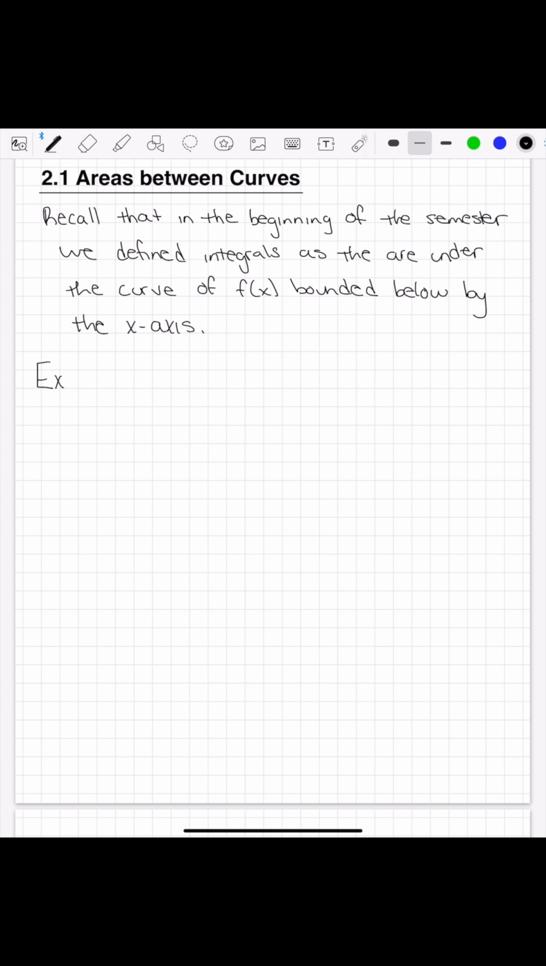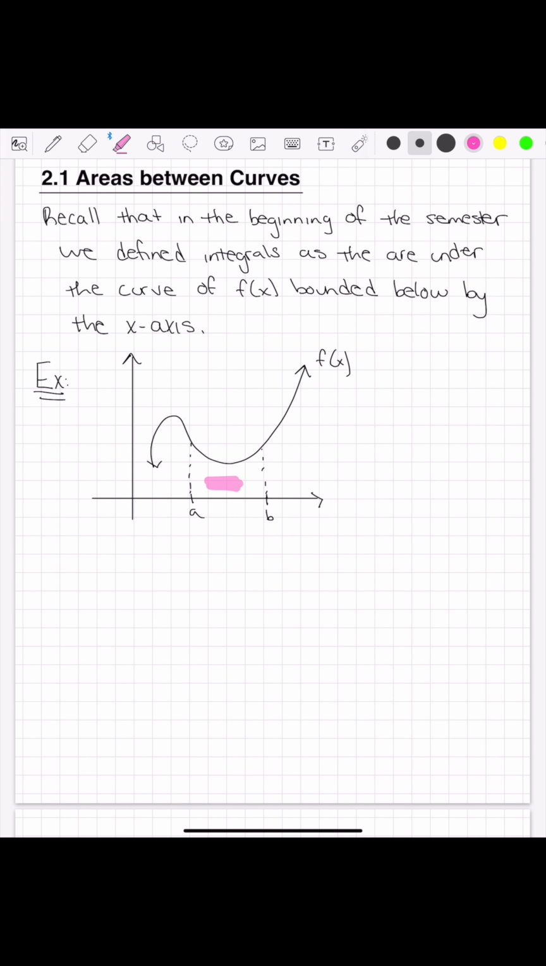So for an example, let's say we had some function, let's call it f of x. Then if this is a and this is b, the area underneath the curve of f of x between a and b, bounded below by the x-axis, that was how we defined the area A to be the integral from a to b of that function f of x.